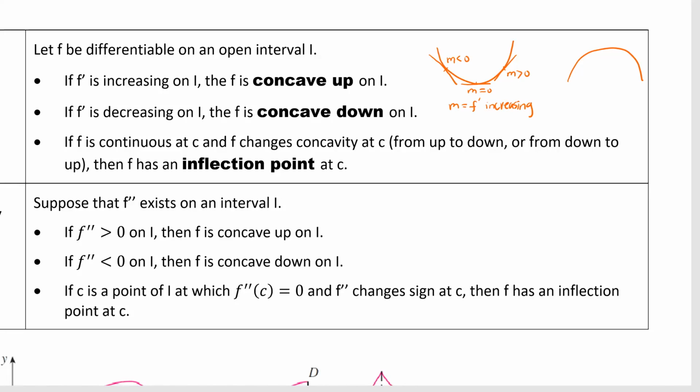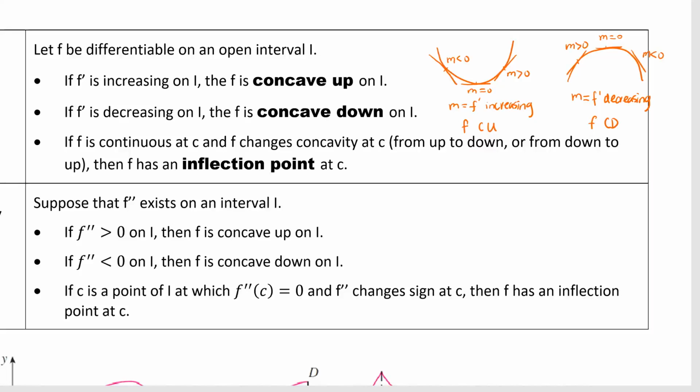And if f prime is decreasing, let's look at the second picture. Here the slope m is positive, here m is 0, and here m is negative. So you can see when x increases, the slope goes positive, 0, and negative. So actually it is decreasing, then we say the function is concave down. So here we say f is concave up, and here we say f is concave down.